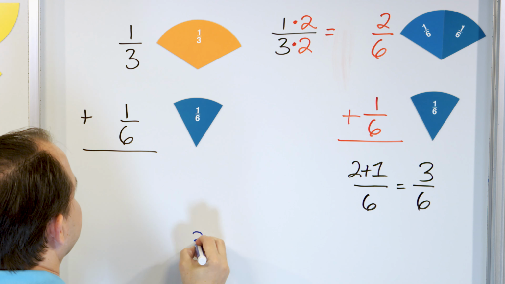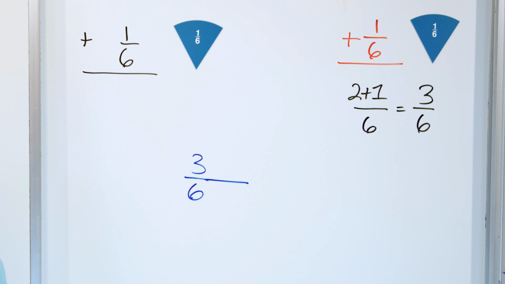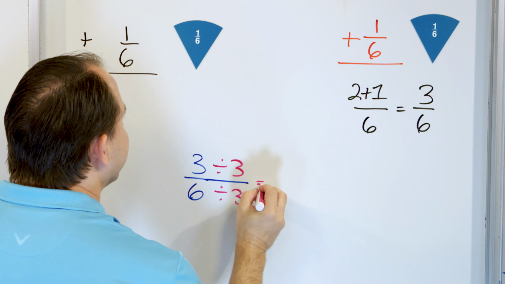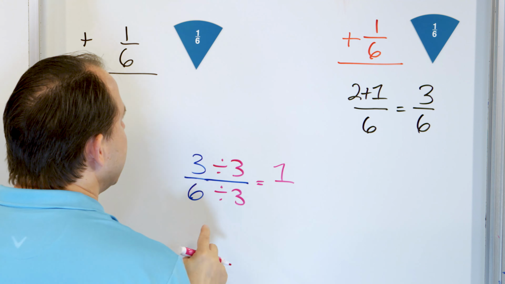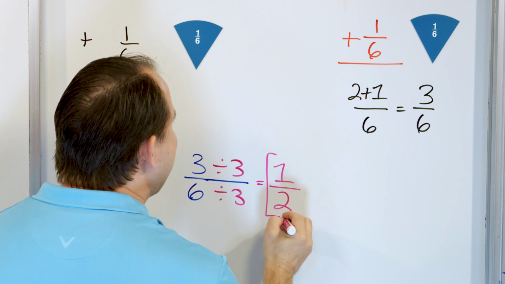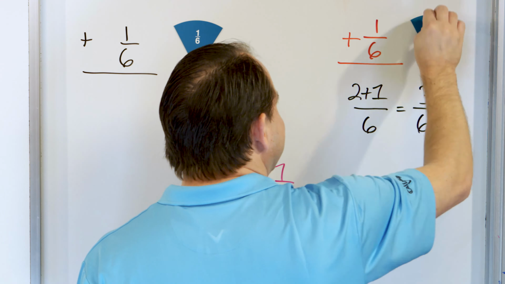So I can start here with 3/6 and I can divide the top by 3 and the bottom by 3. I'm always looking for a way to make it simpler at the end. Divide by 3, divide by 3. 3 divided by 3 is 1, and 6 divided by 3 is 2. So what do I get? 1/2 of a pizza. So let's make sure we understand. When we add this to this, what do we get?